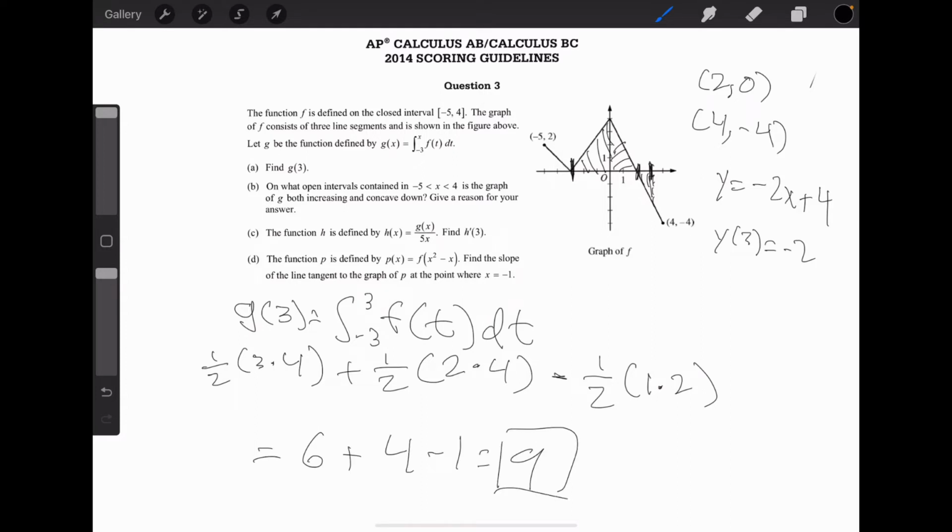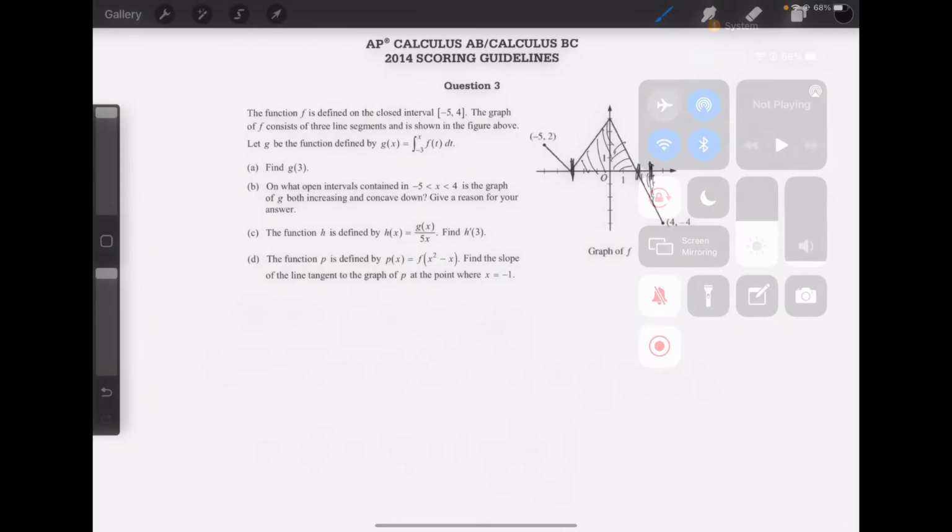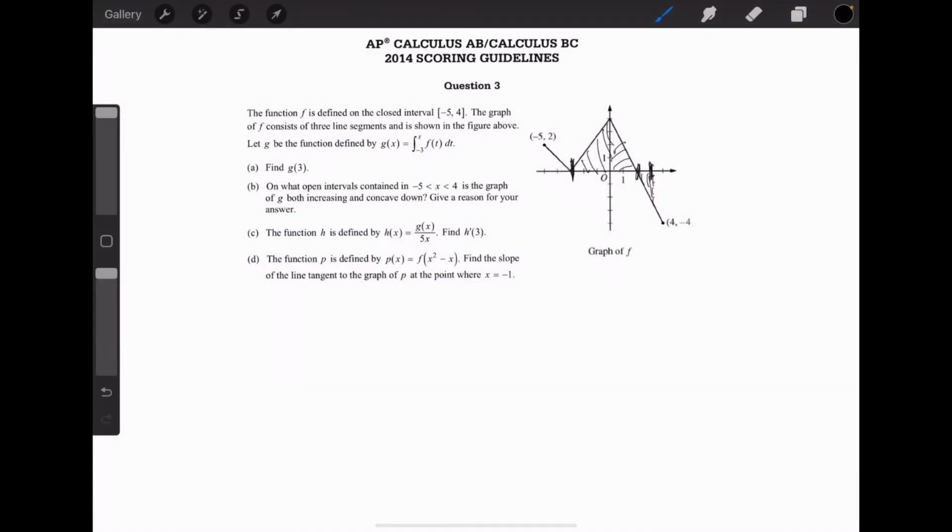And finally, we can add all of this up, which would be 6 plus 4 minus 1 equals 9, and that is your answer. Okay, so now for the second part, we're asked to find when g is both increasing and concave down. So how do we do this? Well, we know that the graph of g is this integral, and we have to find when it's increasing and concave down, so we can set some conditions.